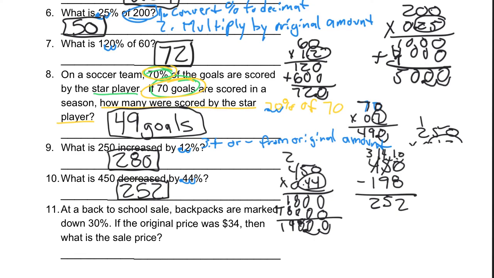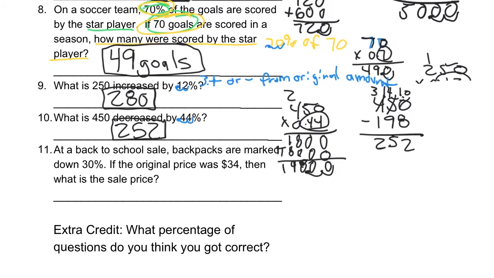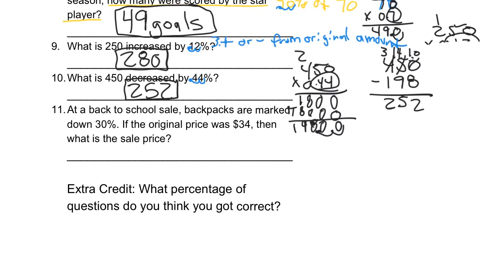All right. I'm going to move up to the last one. I'll just talk about what it is that we're doing. All right. At a back-to-school sale, backpacks are marked down 30%. Marked down. That's a key word, right? If the original price was $34, then what is the sale price? Sale price is the price after the markdown.